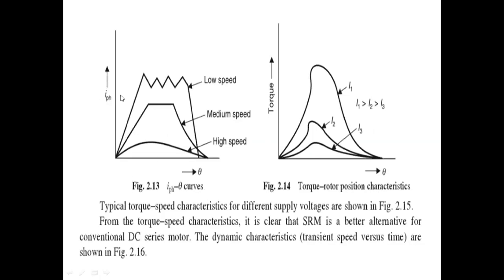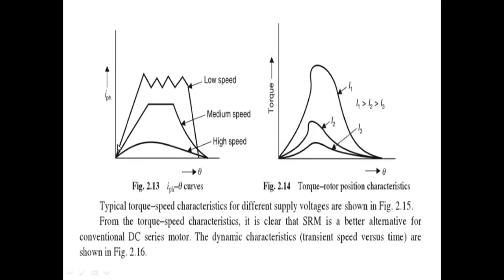With respect to phase current towards the rotor angle, the characteristic curve has been shown here, for low speed, medium speed, and high speed motors. The speed of the switched reluctance motor can be varied across low speed, medium speed, and high speeds. If it is a high speed motor, with respect to the rotor angle, the curve should be like this.